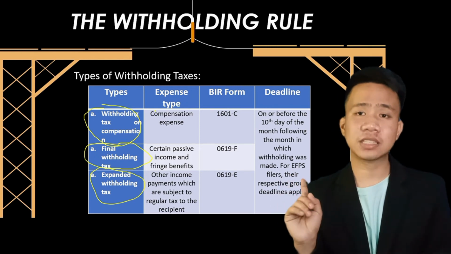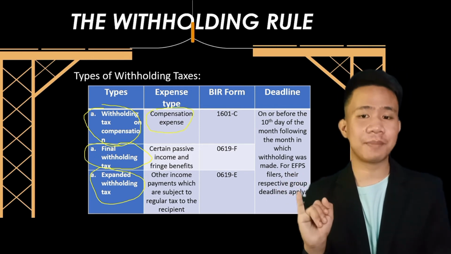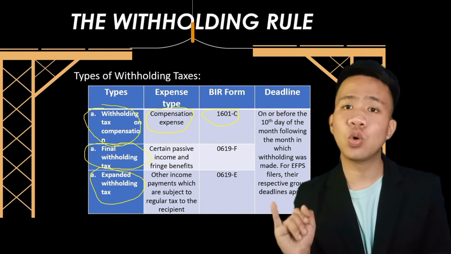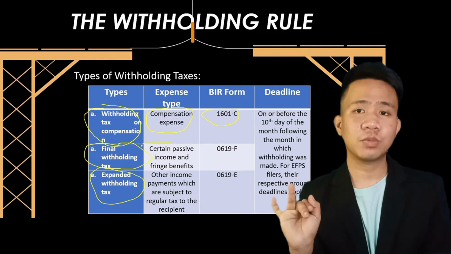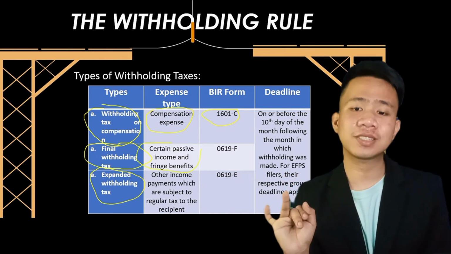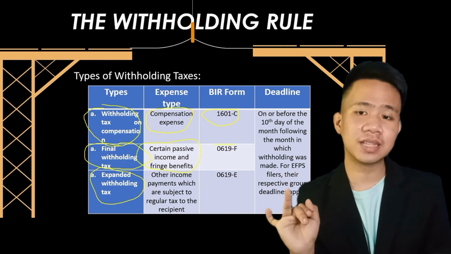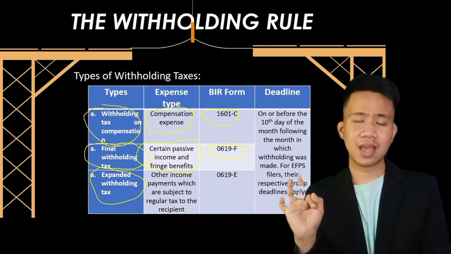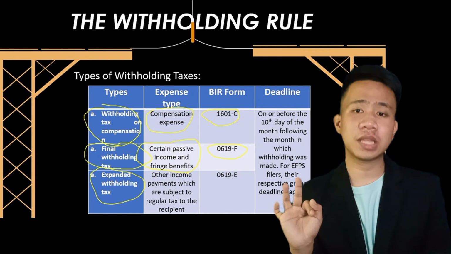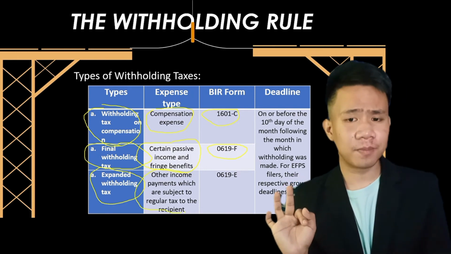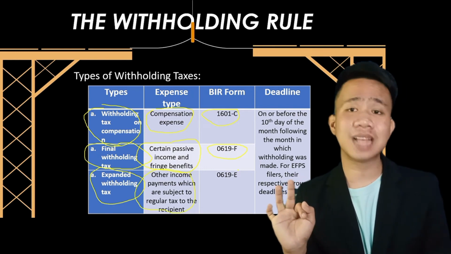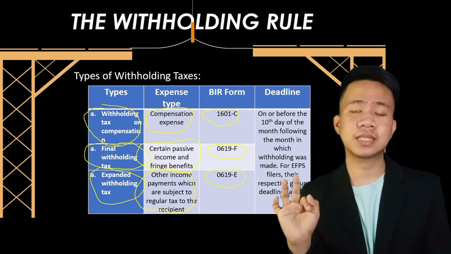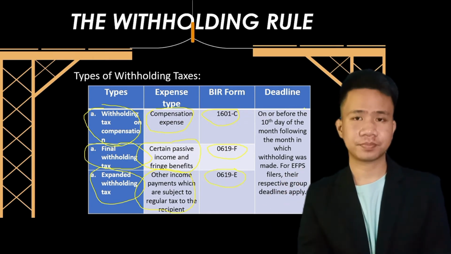In the withholding tax on compensation, the expense type is compensation expense, while the BIR form is 1601C. The final withholding tax has the expense type of certain passive income and fringe benefits, while the BIR form is 0619F. Lastly, the expanded withholding tax, the expense type is the other income payments which are subject to regular tax to the recipient, while the BIR form is 0619E.